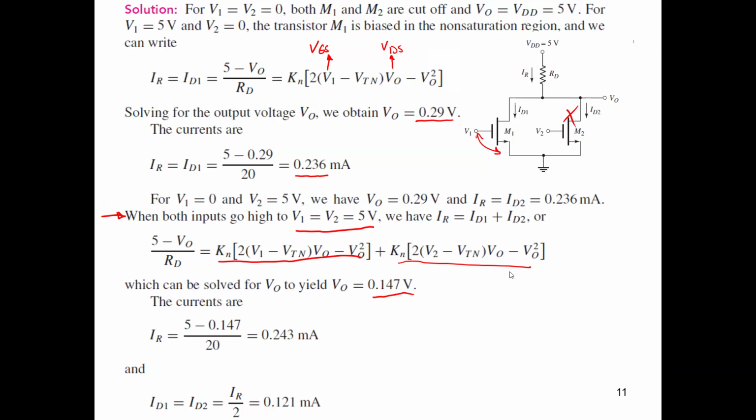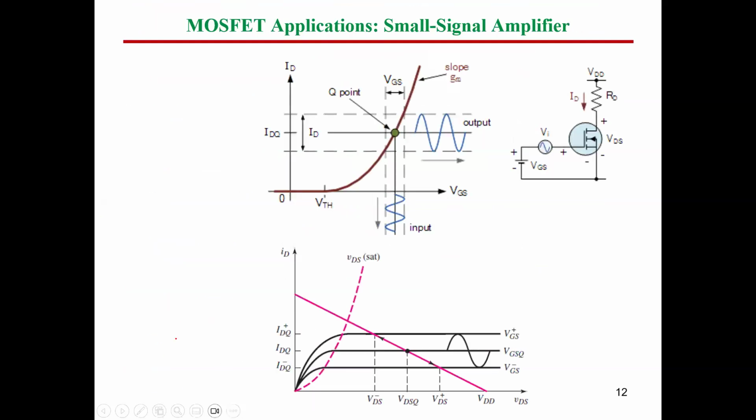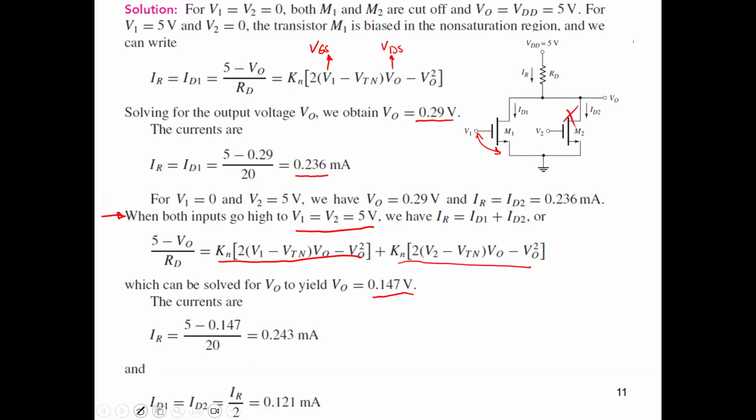And again, this is a quadratic equation, so you will have two solutions. One of them will be accepted, and the other one is not accepted. We select the small value because this is in linear mode. Okay, and substitute again in the current to get the current value.